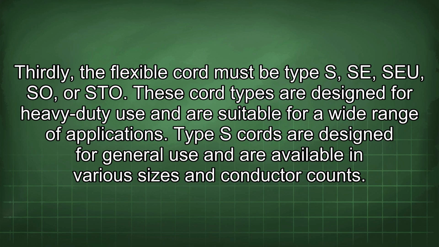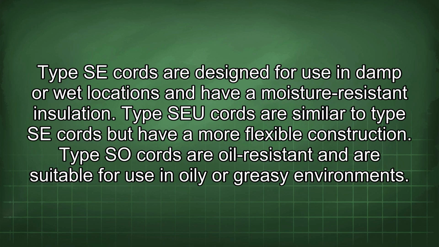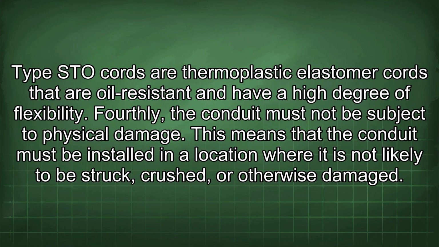Thirdly, the flexible cord must be type S, C, SO, or STO. These cord types are designed for heavy-duty use and are suitable for a wide range of applications. Type S cords are designed for general use and are available in various sizes and conductor counts. Type SE cords are designed for use in damp or wet locations and have a moisture-resistant insulation. Type SEU cords are similar to Type SE cords but have a more flexible construction. Type SO cords are oil-resistant and are suitable for use in oily or greasy environments. Type STO cords are thermoplastic elastomer cords that are oil-resistant and have a high degree of flexibility.